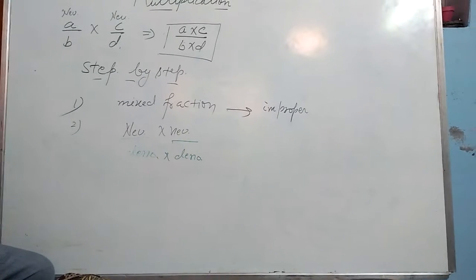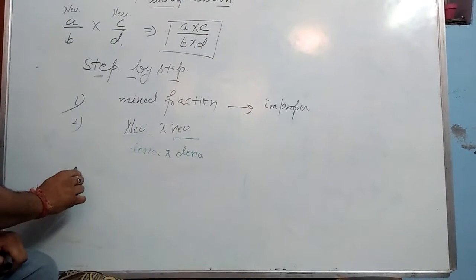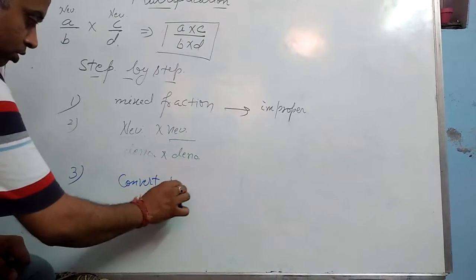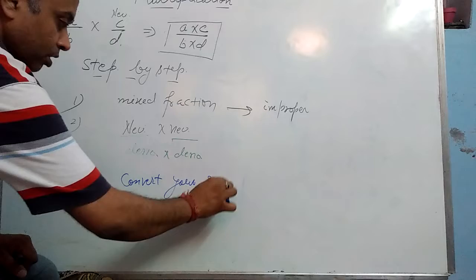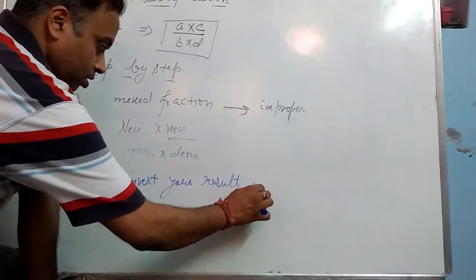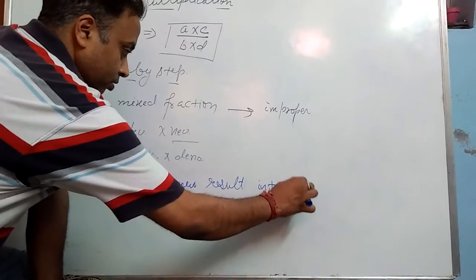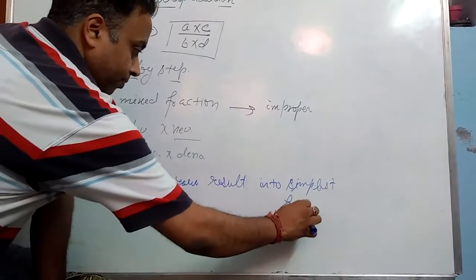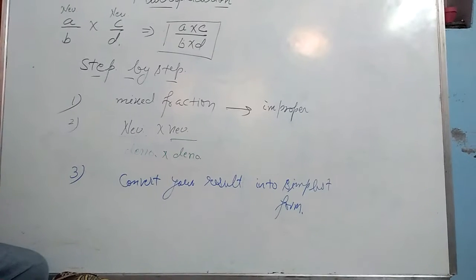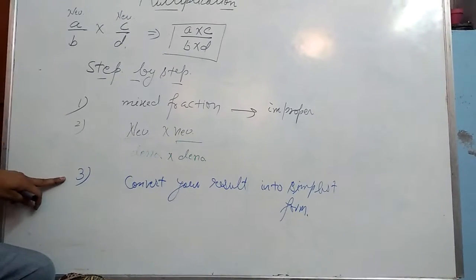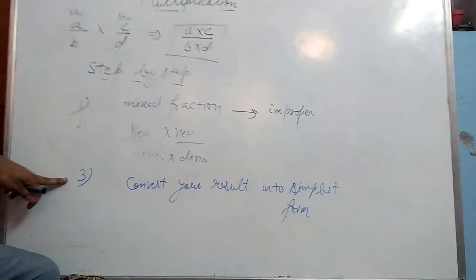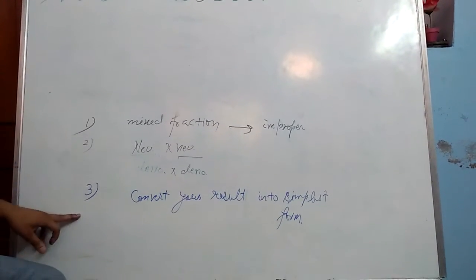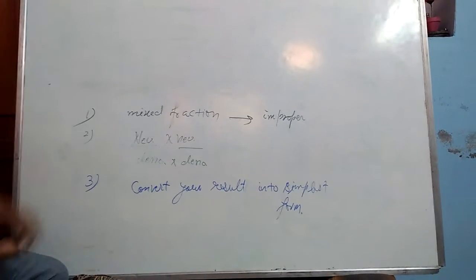Then we come to my third step. In the third step, convert your final result into the simplest form. So during the multiplication we have followed these three steps. Now I have cleared all these steps. Now we will follow these three steps by taking an example.